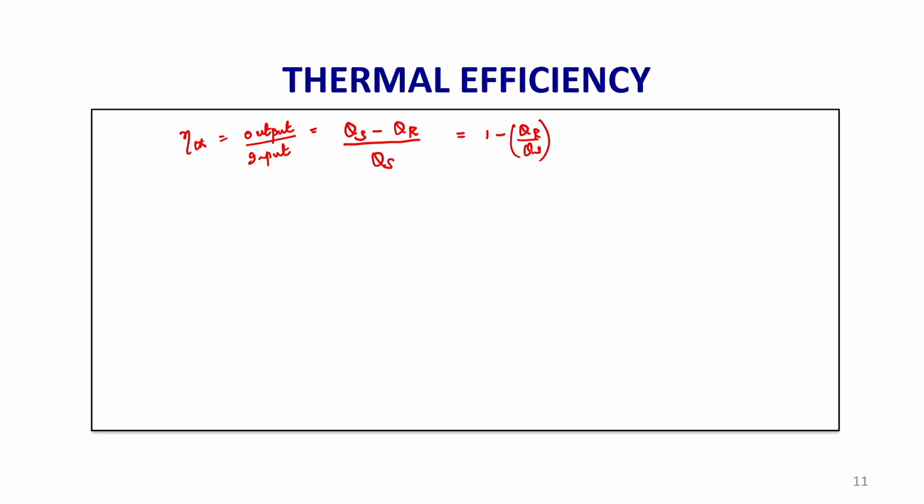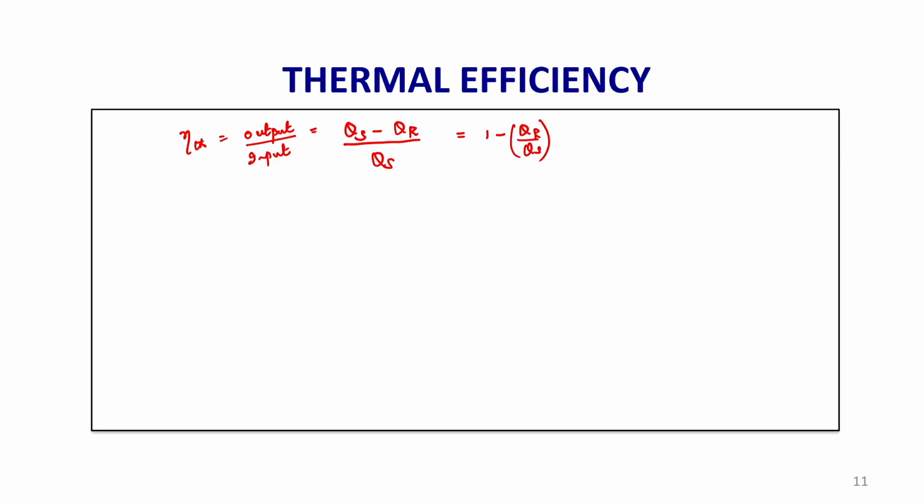Okay. Now, let us substitute the formula. In the Otto cycle, heat supplied and heat rejected take place at constant volume, for a unit mass of air, that is 1 kg. So, QS is supplied at constant volume, so m CV delta T, so CV into delta T.